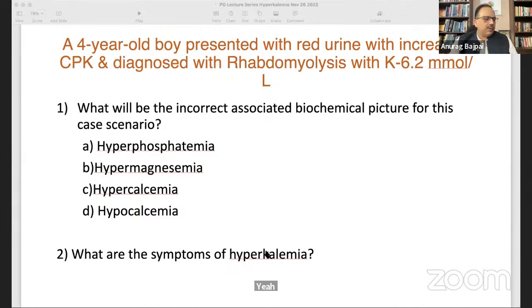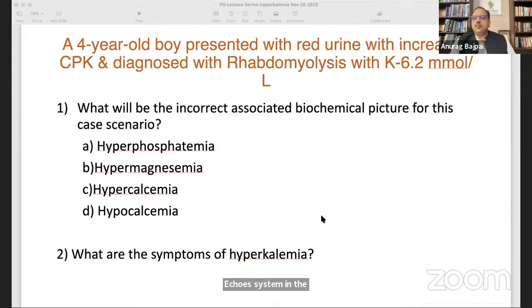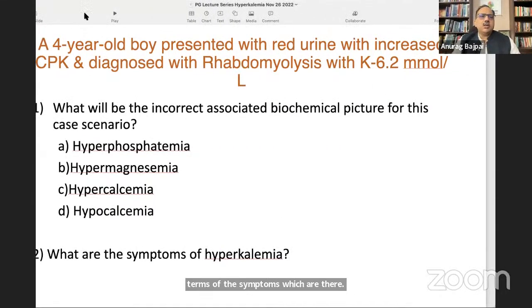What are the symptoms of hyperkalemia? I think Dr. Manoj, we have already discussed this, so you can just quickly go through. So basically, hyperkalemia generally is not really associated with acute symptoms. Often you will have symptoms which are very late, like ascending paralysis and cardiac abnormalities. It's mainly the ECG changes that we look at in terms of symptoms. So we will move forward to the next scenario.